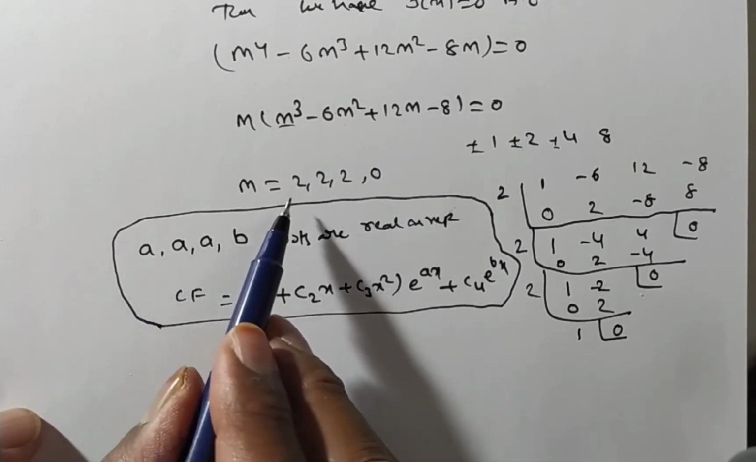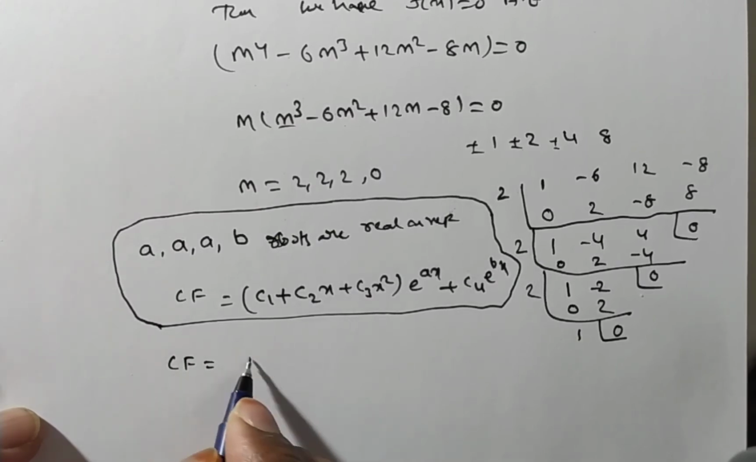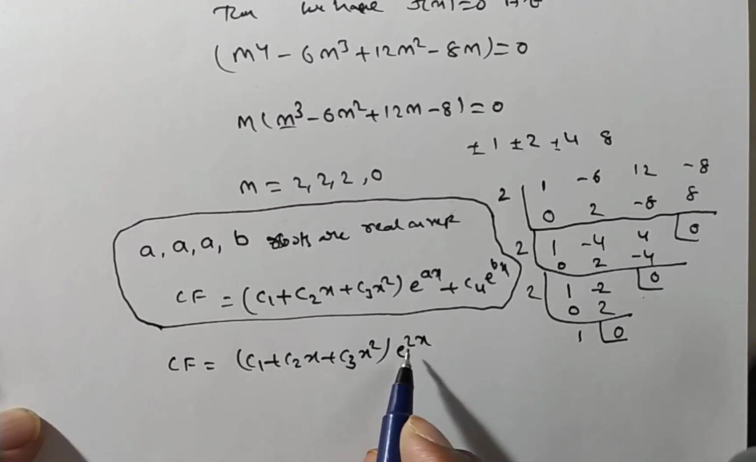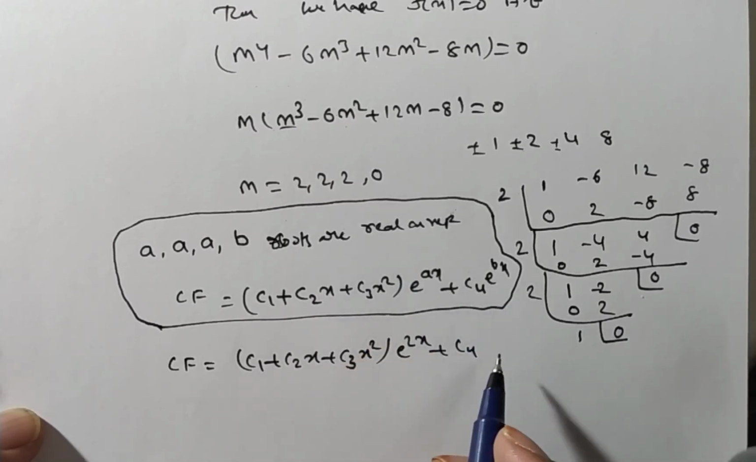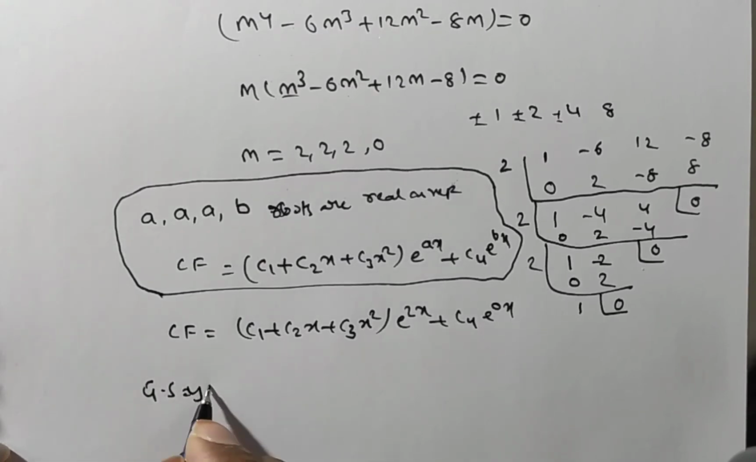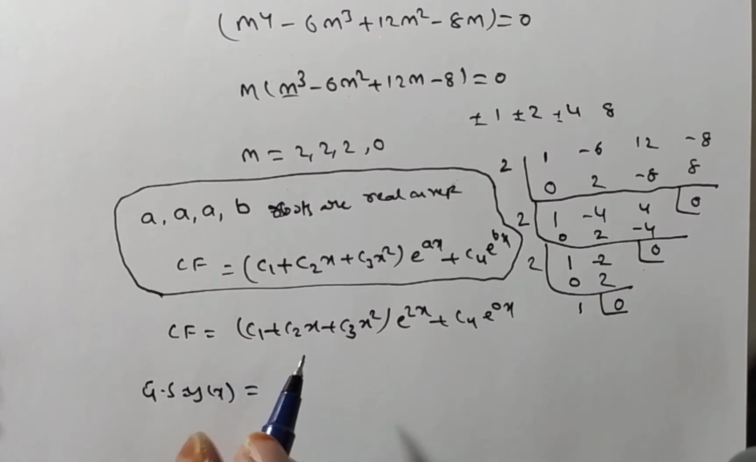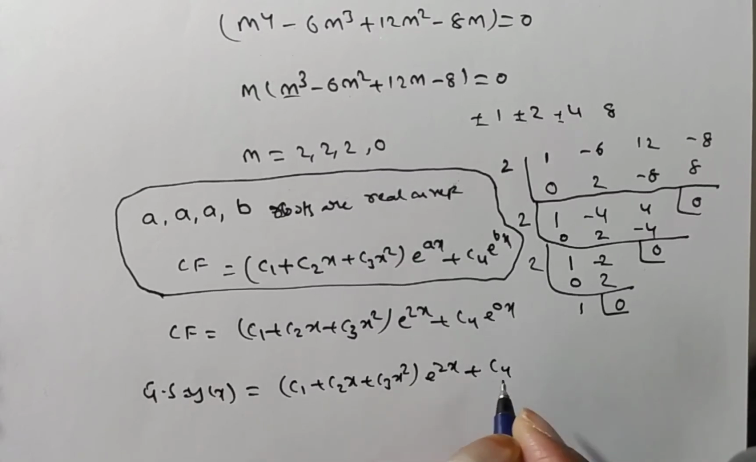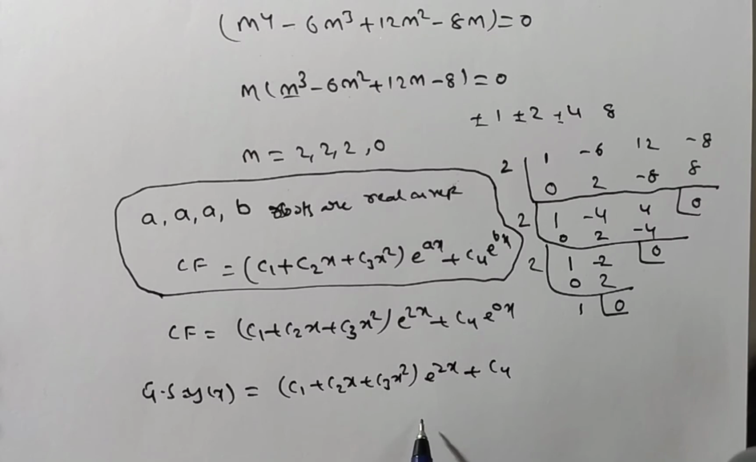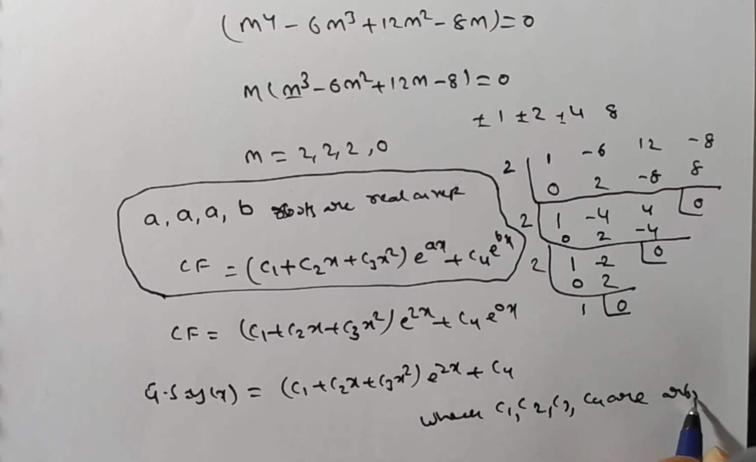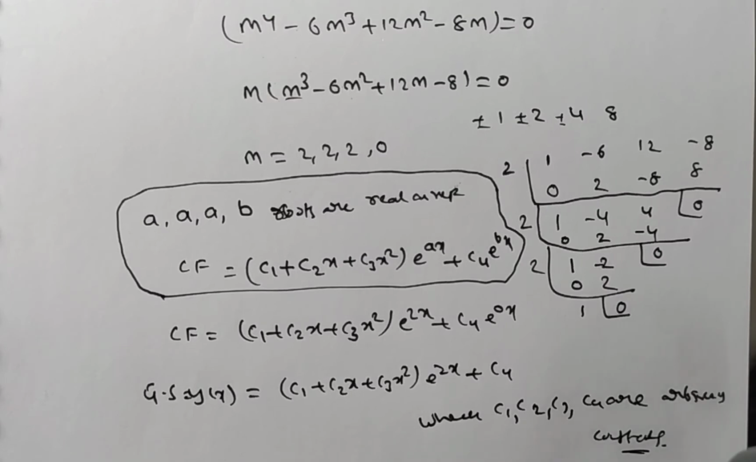Now in place of a we have 2, in place of b we have 0. Then the complementary function is c1 plus c2x plus c3x square into e to the power of 2x plus c4 into e power 0x, which is nothing but 1. Friends, what is the general solution we have? y of x is equal to only the complementary function, because the particular integral is 0 in this case, since the right side Q of x is 0. So y of x is equal to c1 plus c2x plus c3x square into e to the power of 2x plus c4, no need to write e power 0x, where c1, c2, c3, c4 are arbitrary constants. Okay, this is the final solution.